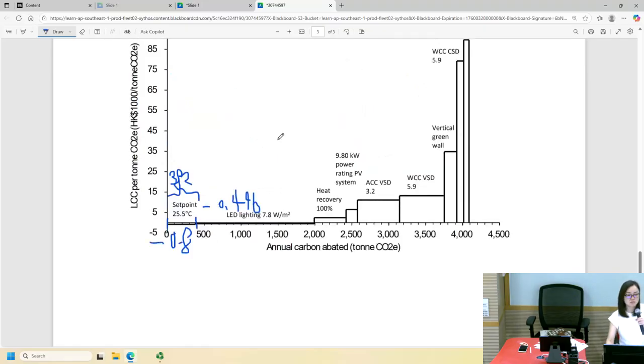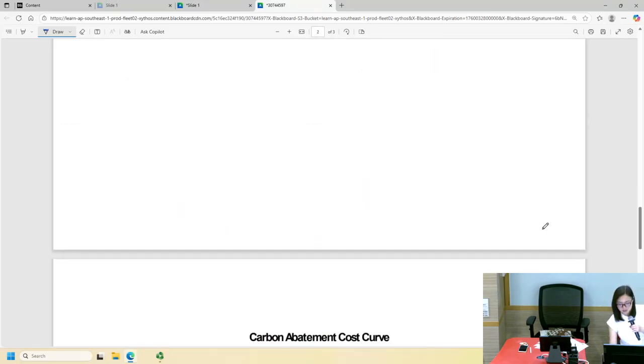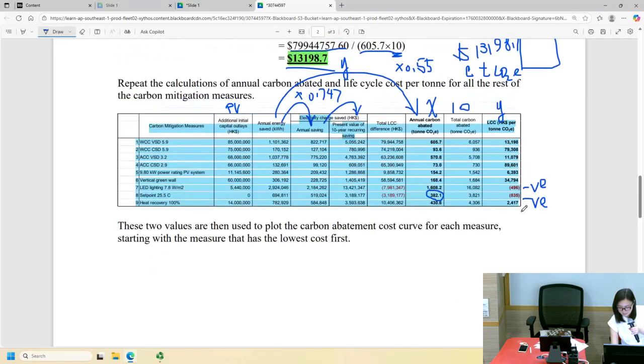We put the most cost-effective strategy on the left-hand side. In this table, we have the lowest value, set point 25.5, which will be put leftmost, followed by LED, number 7, and then the next one will be number 9, then number 5, then number 3, then number 1, then number 6, then number 2, and finally number 4.